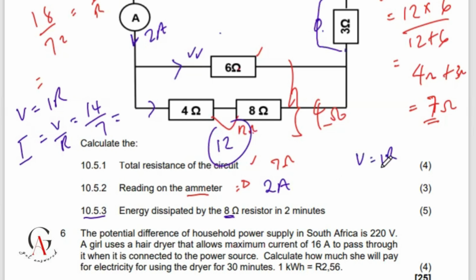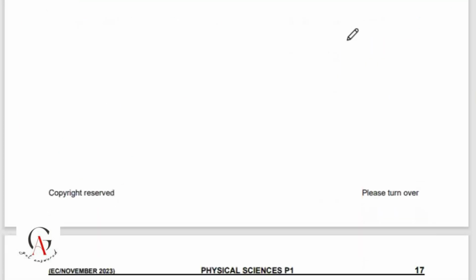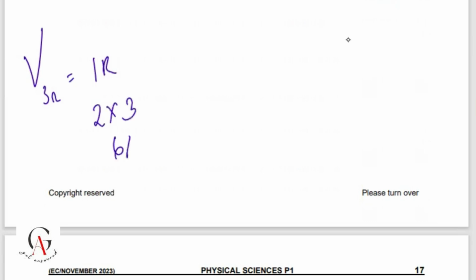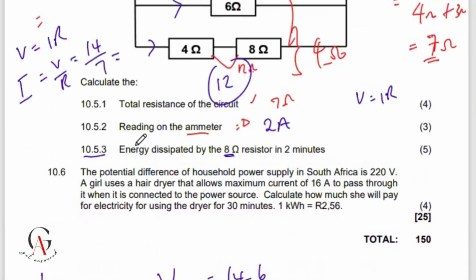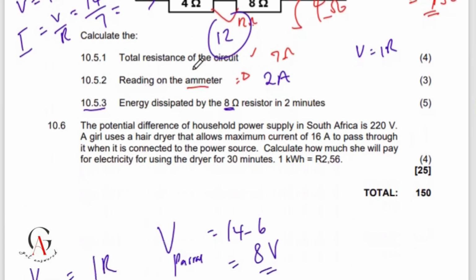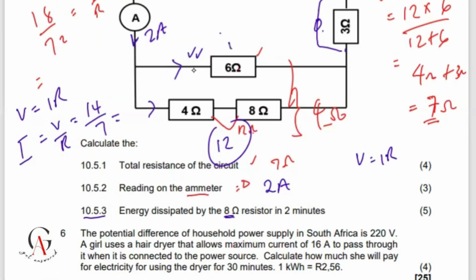Our current is 2 amps that is passing through the 3 ohms. So voltage of the 3 ohm is IR, which is 2 times 3, which is 6 volts. Okay. Now, the voltage that is across the parallel combination is going to be 14 minus 6, which is 8 volts. Okay. Now, if the voltage is 8, for a parallel combination, the voltage is always the same, never changes.